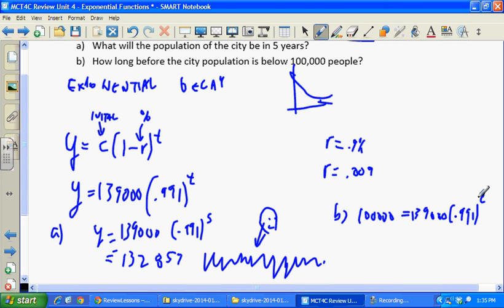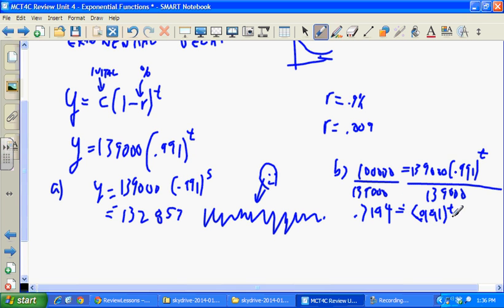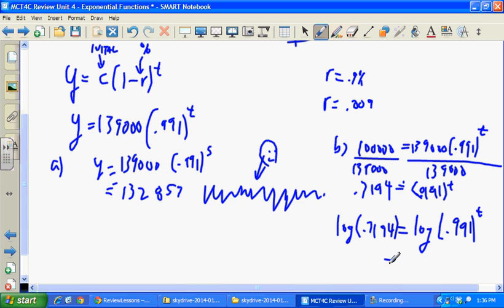You know, I can't take the log yet to get the t out of the exponent because this 139,000 is in the way. Divide both sides by 139,000. And I get, on the left-hand side, a nasty decimal that I'm rounding. 0.991 to the exponent t. And then I've got to take the log of both sides, right? Because I've got to get the unknown out of the exponent. You can almost guarantee that there's going to be some question like this on the exam where you have to solve a problem using logs.